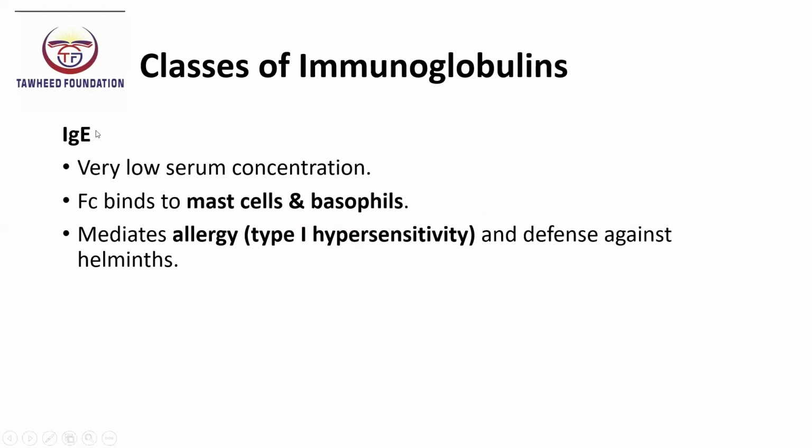Next is IgE. IgE immunoglobulin is found in very low concentration in serum, but it has unique biological functions. It binds with high affinity to Fc receptors on mast cells and basophils. When IgE encounters its specific antigens, such as pollen, food protein, or helminth antigen, it cross-links receptors on these cells, triggering the release of histamine and other mediators. These lead to immediate hypersensitivity reactions such as anaphylaxis, asthma, and allergic rhinitis. IgE also plays a role in defense against helminthic infections.